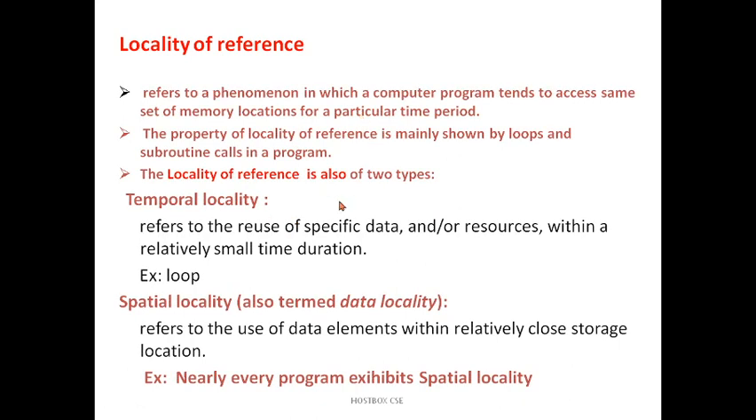So what is locality of reference? It refers to a phenomenon in which a computer program tends to access the same set of memory locations for a particular time period. The property of locality of reference is mainly shown by loops and subroutine calls in the program. There are two types of locality of reference: temporal locality and spatial locality. Before the examples, let's go to the diagram.